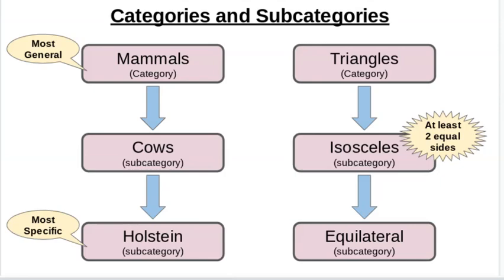Again, the broad category would be triangle. Our first subcategory would be isosceles triangles. Why? Because an isosceles has to have at least two equal sides. A more specific isosceles triangle would be an equilateral triangle because that has to have three equal sides. So again, all equilateral triangles are considered isosceles because they do have at least two equal sides, and all equilaterals are considered triangles because a triangle is a three-sided shape with three angles as well.